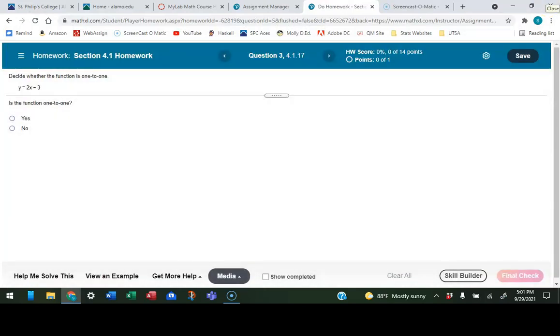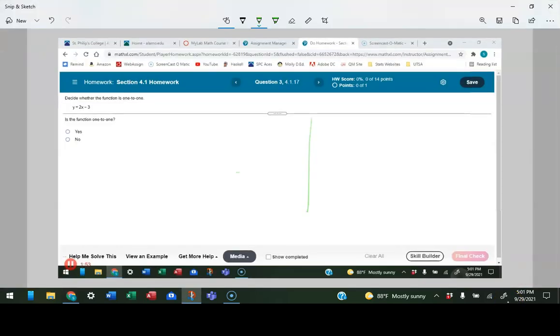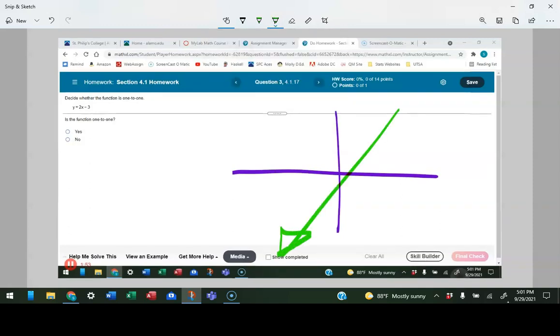Let's try another one. So this time I don't have a picture. So I can look at this one of two ways. I can look at this graphically. And so if we draw a picture, this is a diagonal line. So if I've got a diagonal line that slices through the y-axis at -3 and has a slope of +2, it looks somewhat like that.